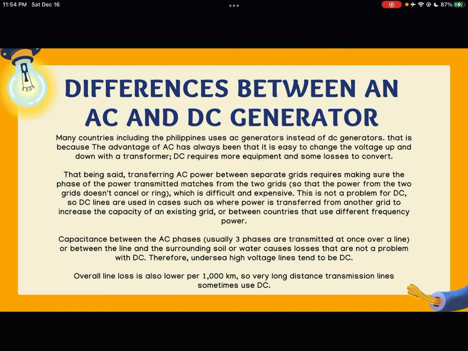And the capacitance between the AC phases, usually three phases are transmitted at once over a line, or between the line and the surrounding soil or water, causes losses that are not a problem with DC. Therefore, underground high voltage lines tend to be DC too. You want electricity from China, you want China-made electricity, no problem. DC it through the seafloor. AC, nah, it's gonna lose. Overall, line loss is also lower per 1,000 kilometers. It means per 1,000 kilometers, the electricity you lose through the resistance is low if you use DC. That's why long distance transmission lines use DC, but in the Philippines, everything is AC.